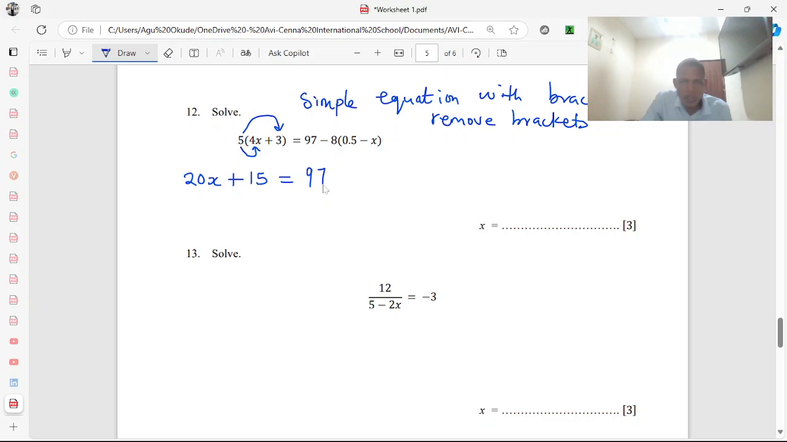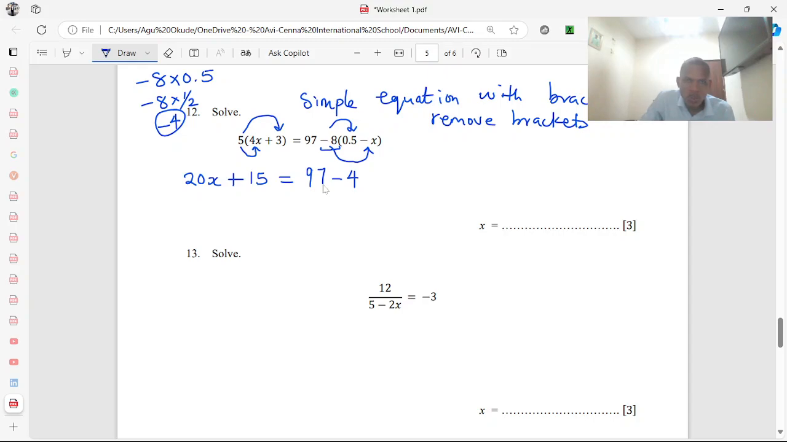Now I'll use -8, mind you, -8 to multiply everything in the bracket. So I'll do -8 times 0.5. This is like saying -8 times half, because 0.5 is half. So half of -8 is -4. Good, so I have -4 here.